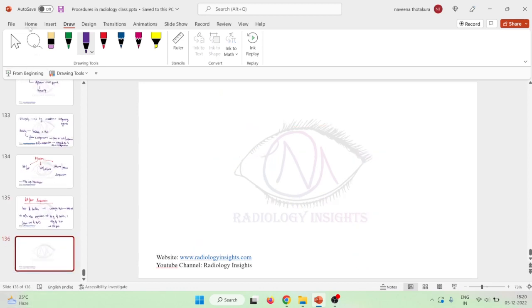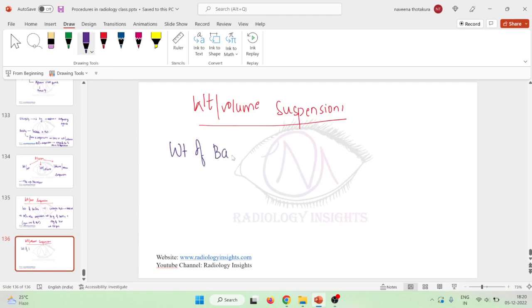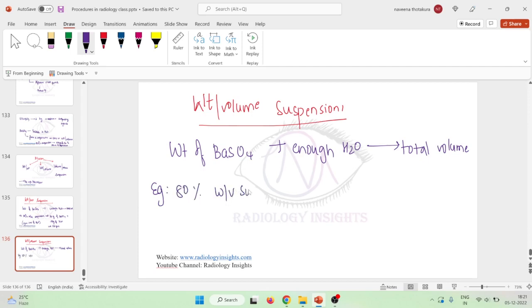Similarly, we have weight by volume suspension. In weight by volume suspension, here we have one more thing. What does that mean? That means a specified weight of barium sulfate is taken, enough water is added, and finally you get a certain total volume of suspension. For example, 80 grams of weight by volume suspension.